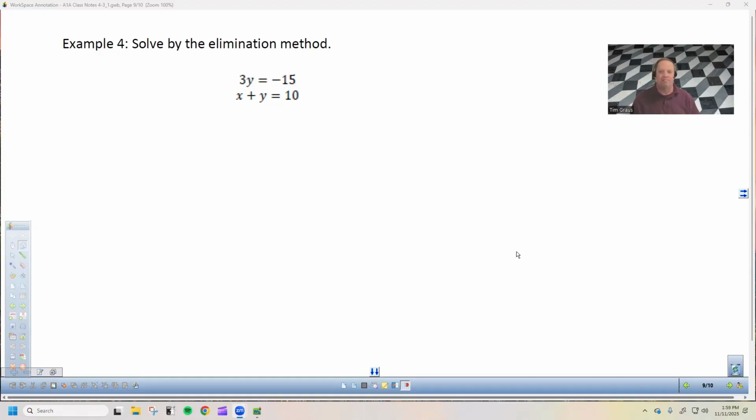We've learned the elimination method, but remember, we've also talked about the graphing method and the substitution method. One thing that you'll want to get good at is choosing which method to use when they don't specify a given method. When I see the equations 3y equals negative 15 and x plus y equals 10, that first equation kind of stands out to me.